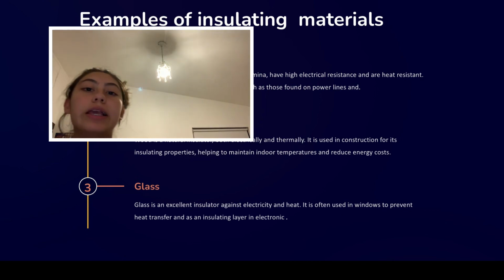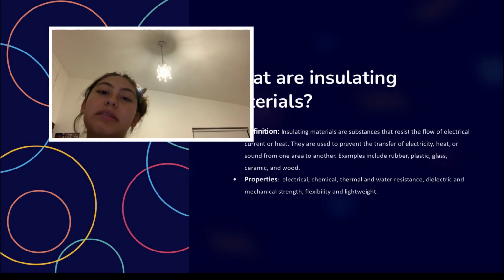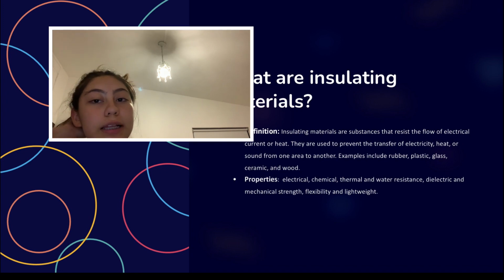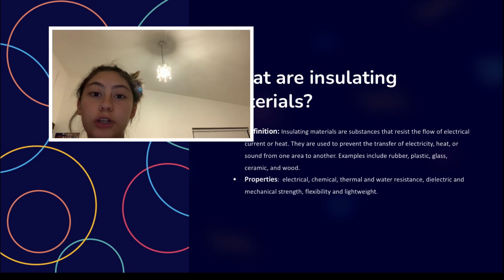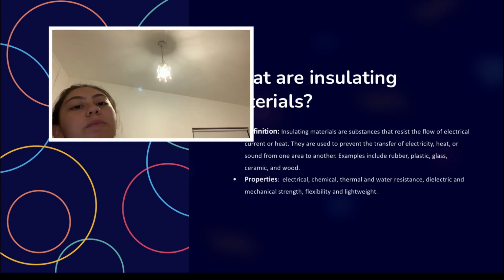Well, these are the key properties of insulating materials. Electrical resistance. Insulating materials have a high electrical resistance, meaning they do not allow electric current to flow easily through them, and this property is crucial for materials used to insulate electrical wires, cables, and components.